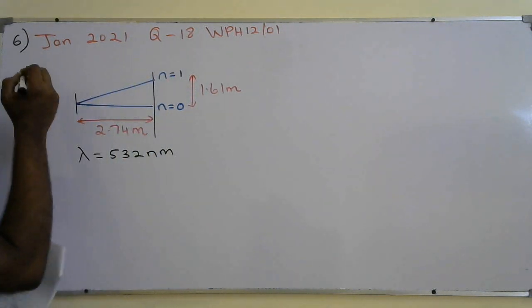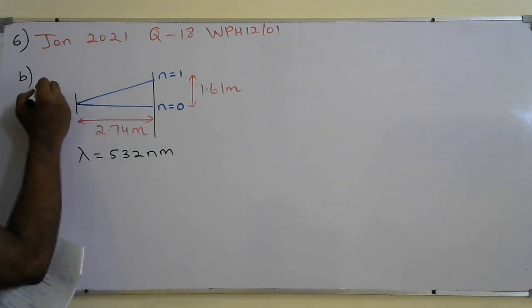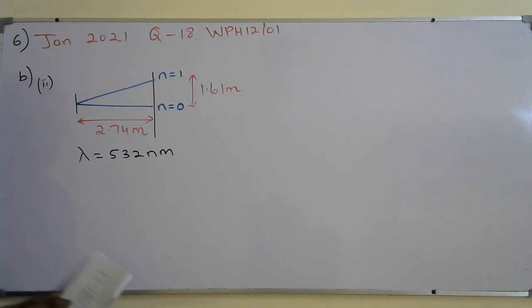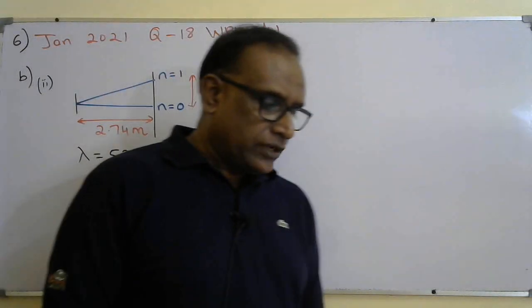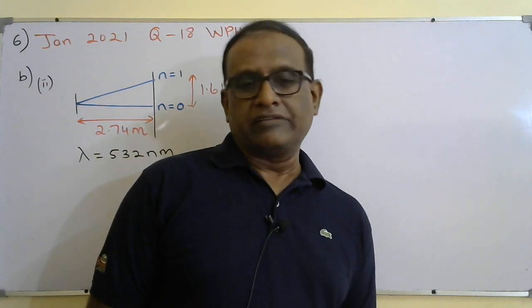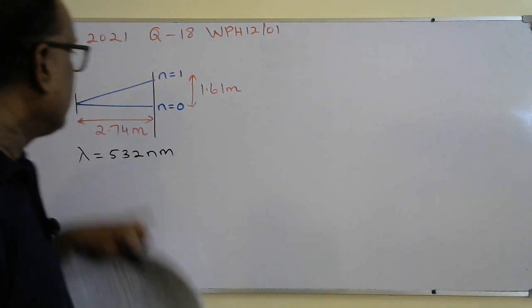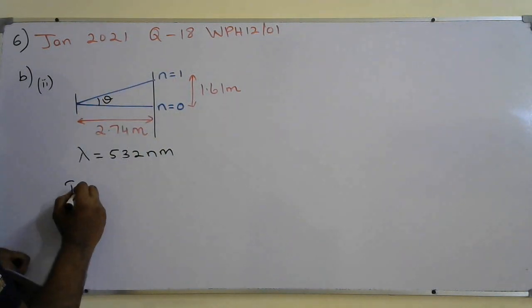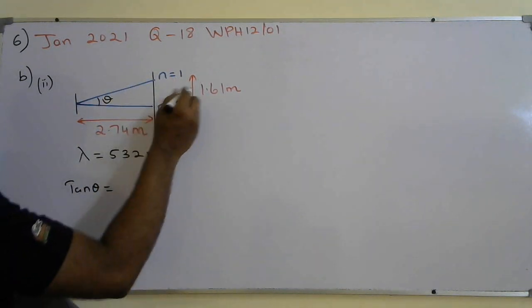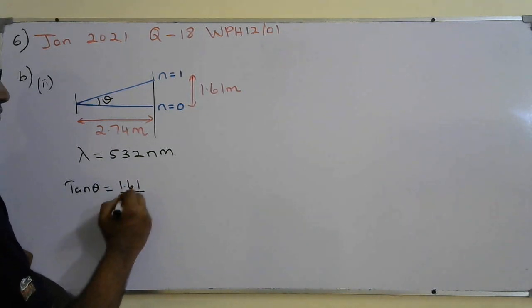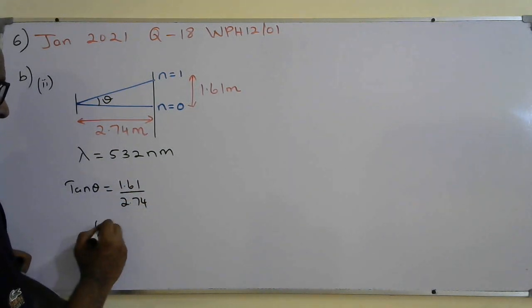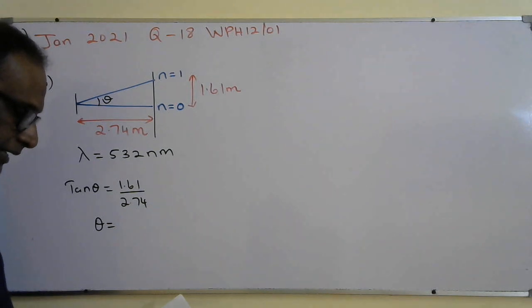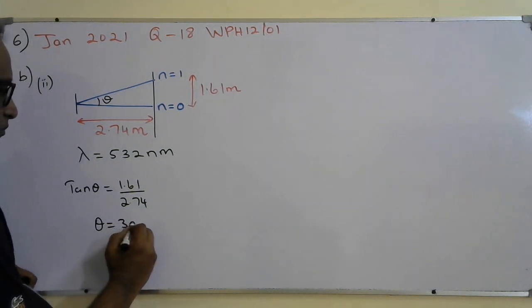This is question number 18, part B, second part. You can try later, I'm not doing the full. Calculate the number of lines per millimeter on the diffraction grating. It's exactly the same. You need to find theta. This is first order. Tan theta equals 1.61 over 2.74. Find theta. You will get theta equal to 30.4 degrees.